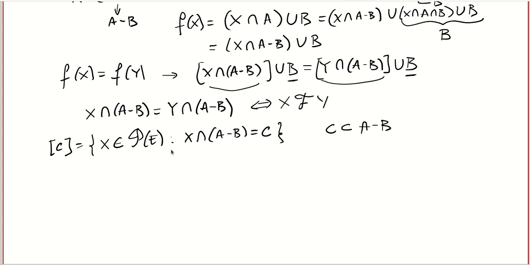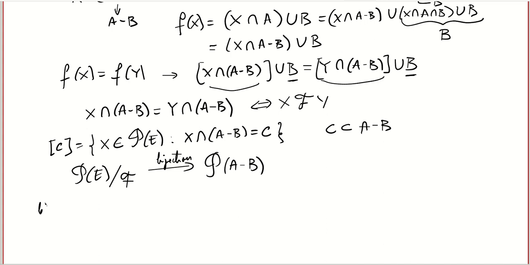And we saw that there is a bijection between the classes of this set, which is the quotient set P(E) with the equivalence relation F, and the parts of A minus B, right? And the bijection is this: we take the representative of the class that is in A minus B. Okay. So this answers the first question.